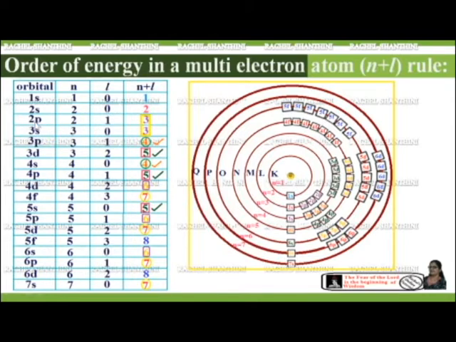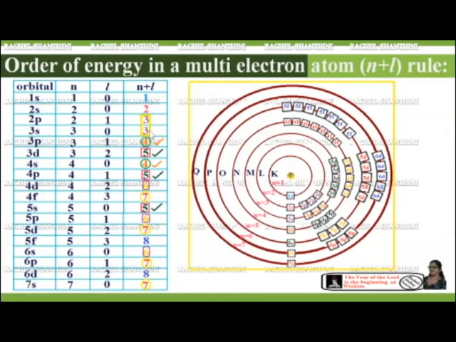Coming to the 2p orbital, n equals 2 since it is present in the second shell, the L shell, and L equals 1 since it is a p orbital. So the n plus L value for the 2p orbital is 2 plus 1, that is 3. Coming to the 3s orbital, n equals 3 and L equals 0 since it is an s orbital. So n plus L is 3 plus 0, that is 3.